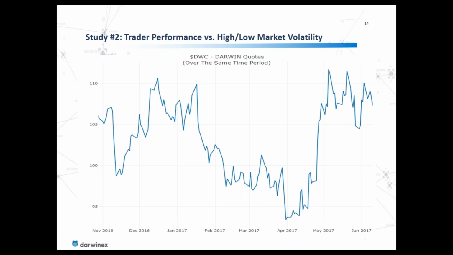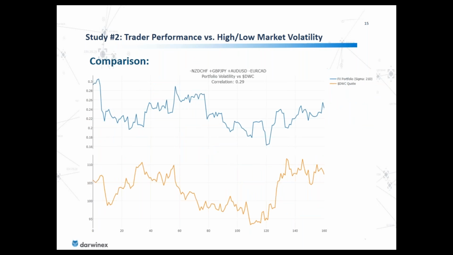This second one is a chart of the DWC Darwin that is representative of trader performance. So now for our study, we have both available to us. We know what trader performance looks like over the same time period as the volatility we measured earlier on. And when we layer them over each other, when we overlay them, this is what the comparison looks like.